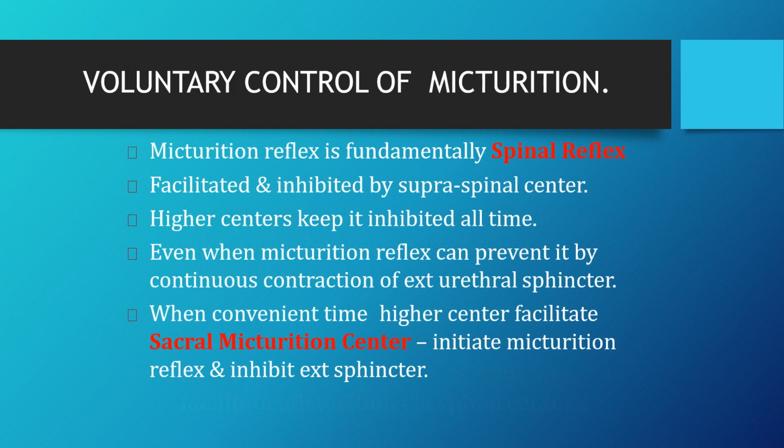And then the voluntary control. The micturition reflex is fundamentally a spinal reflex, so it is maintained at the level of the spinal cord itself. Every time you void urine, there is no need of higher center action; it takes place at the level of the spinal cord itself. At some times facilitation and inhibition by supraspinal centers is present. The higher centers keep the spinal centers inhibited all the time. So even when the micturition reflex occurs, it can be prevented by continuous contraction of the external urethral sphincter.